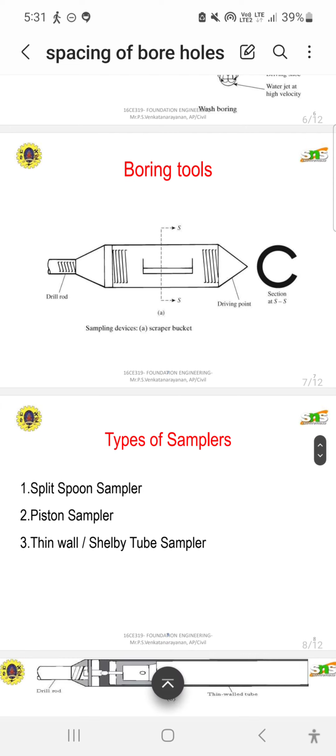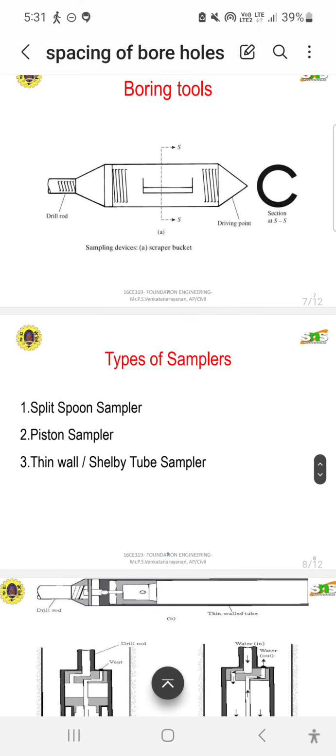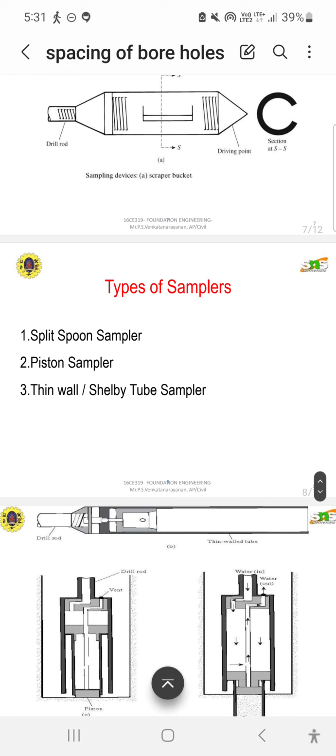Then we are going to see the different types of samplers. What are the different types of samplers used in site investigation for selection of location and depth of foundation? The first one is the split spoon sampler. What is a split spoon sampler? The first one is the split spoon sampler, the second one is the piston sampler, and the third one is the thin wall and Shelby tube sampler.